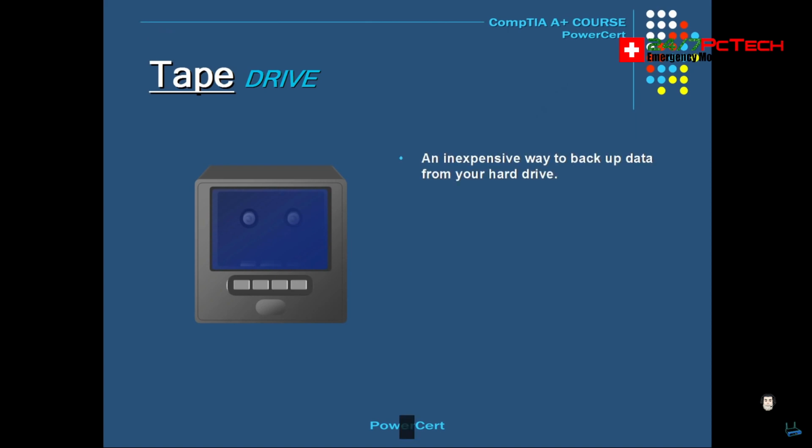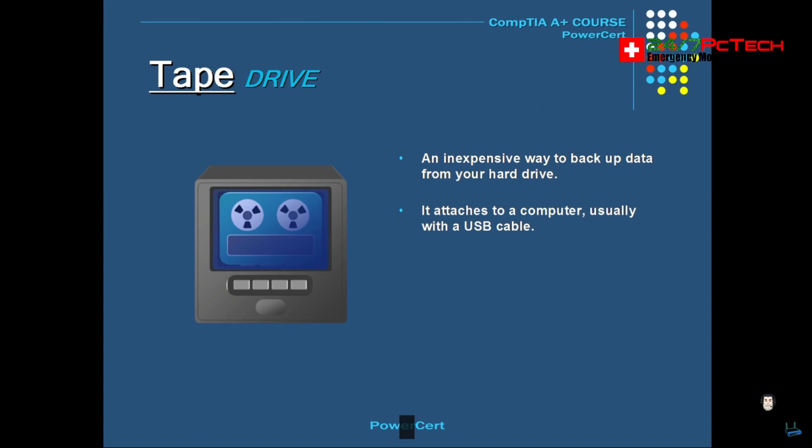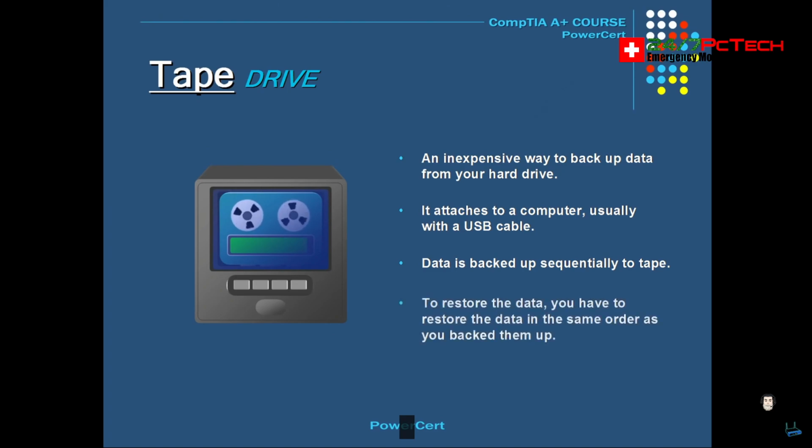A tape drive is an inexpensive way to back up data from your hard drive. It attaches to a computer, usually with a USB cable, and the data is backed up sequentially to tape, which basically means that if you ever have to restore the data, you have to restore it in the same order as you backed it up.